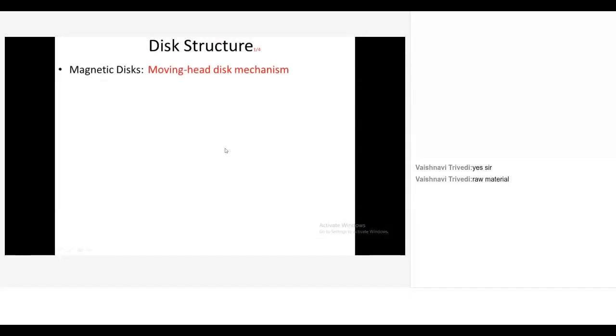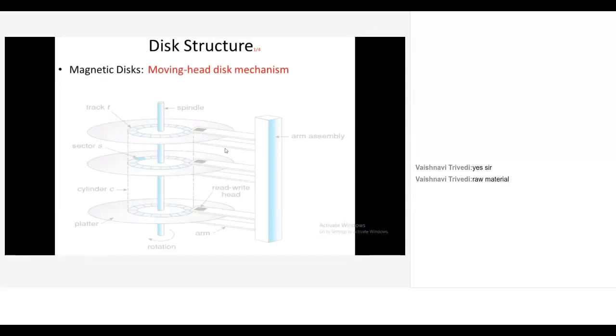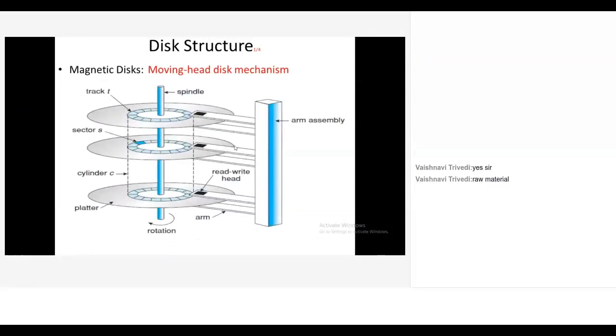Magnetic disk, it is a moving head disk mechanism. Let's have a diagram. As you can see here, we are having this platter. You can see some CD kind of structure here, and we are having this arm assembly, and this arm assembly has the read-write heads.